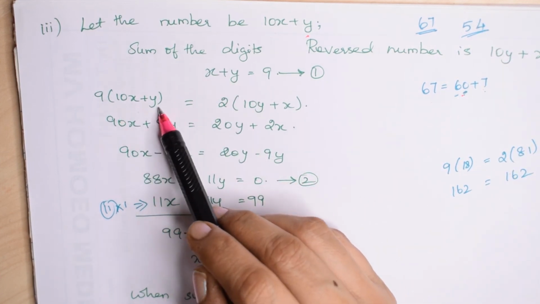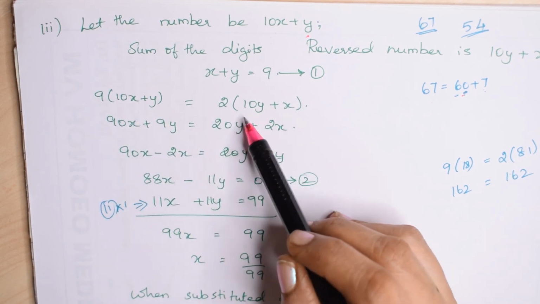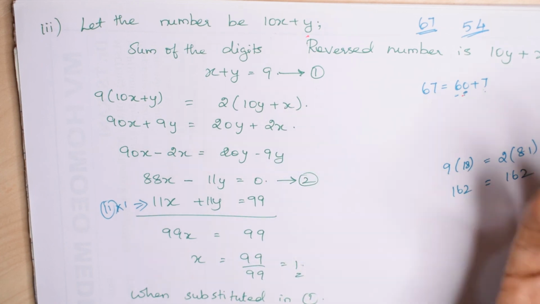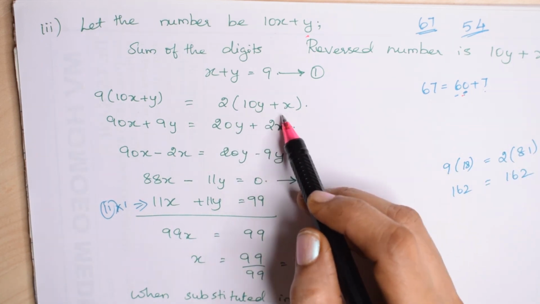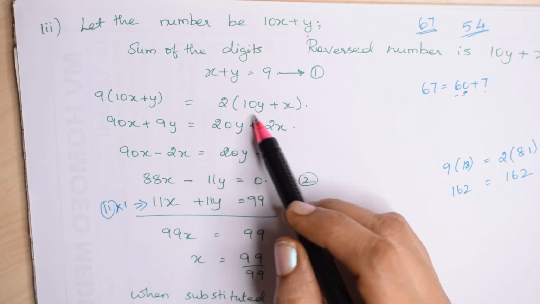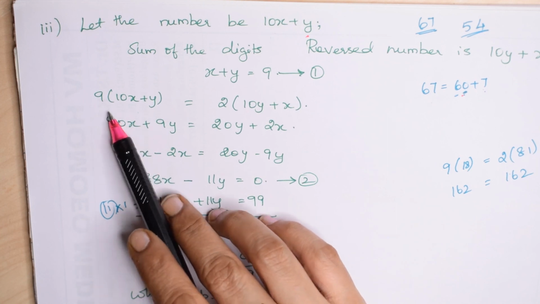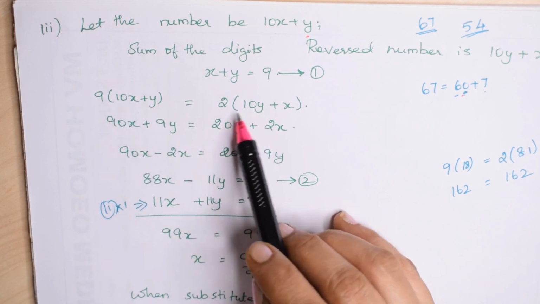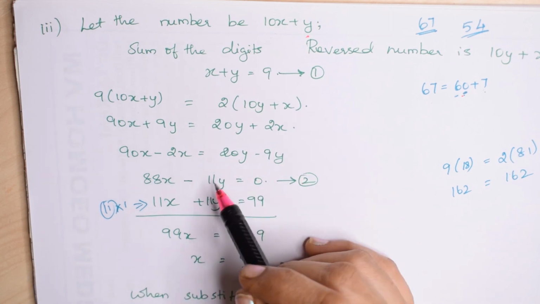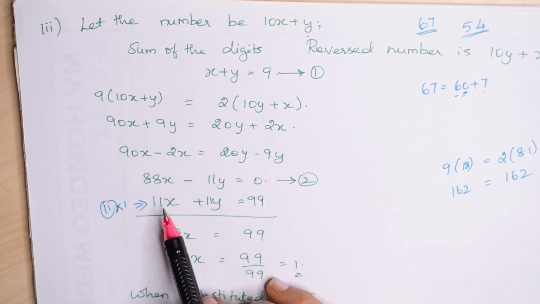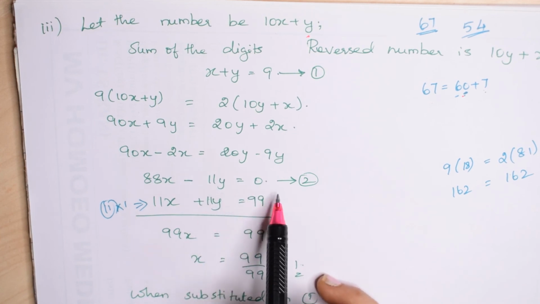Now this is the original number. 9 times the original number is equal to 2 times the reversed number. So the last digit becomes the first digit. So it becomes 10 times y plus x, and twice they have said, so 2 times. Now I will break it all and simplify the equation. 90x plus 9y equals 20y plus 2x. Bring all the x together, bring all the y together. When I simplify, I get 88x minus 11y is equal to 0. This becomes the second equation.